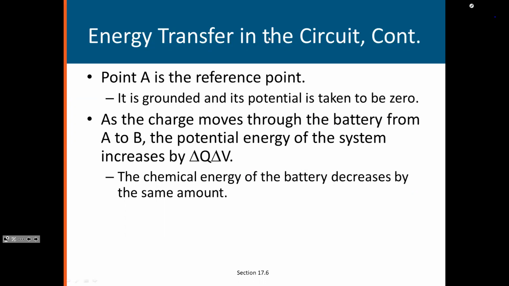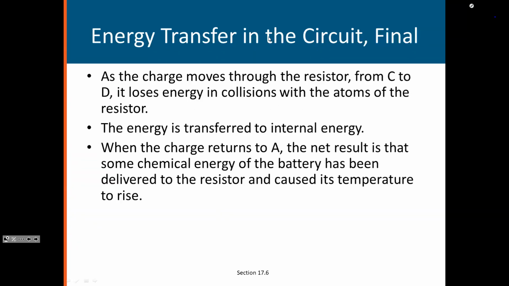We grounded, so it is taken to be 0. As the charge moves through the battery from A to B, the potential energy of the system increases by delta Q delta V. Where does it get the energy from? From the chemical energy inside the battery. So the chemical energy of the battery decreased by the same amount.